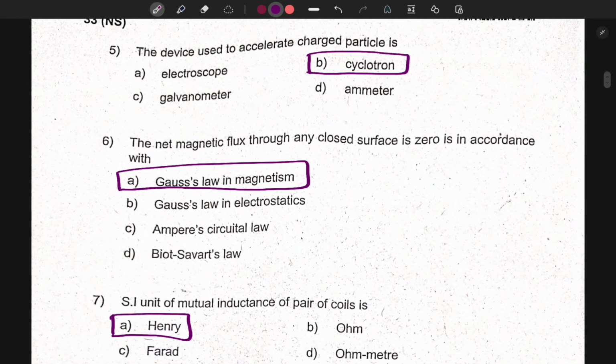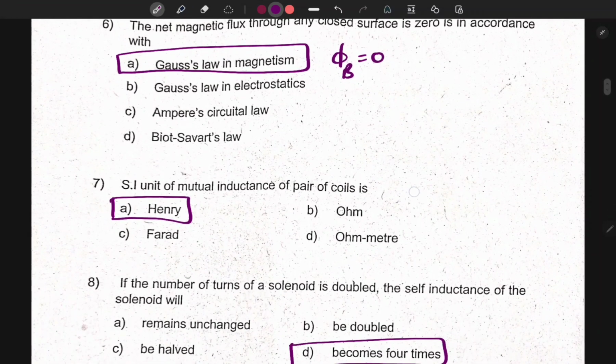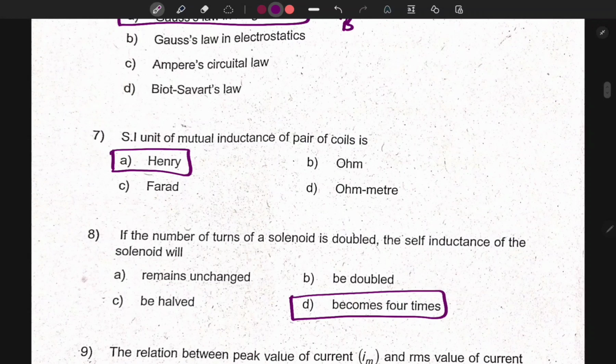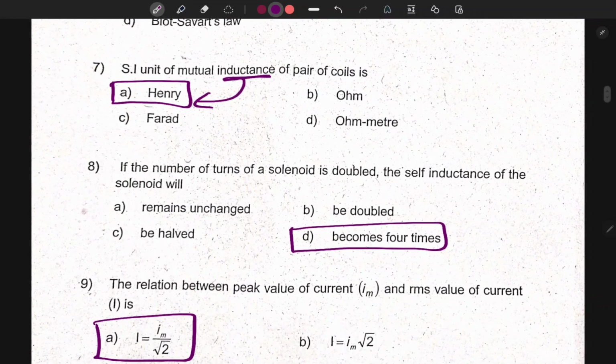Sixth one, the net electric flux through any closed surface is zero, is in accordance with what? Magnetic flux through a closed surface is zero, that is option A, Gauss law of magnetism. The SI unit of self-inductance of a pair of coils, it may be the SI unit of mutual inductance of a pair of coils, it may be self-inductance or just inductance or mutual inductance. Inductance is there means the SI unit is Henry.